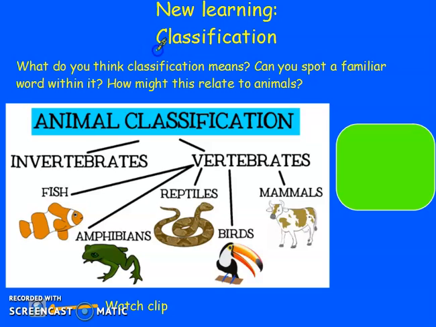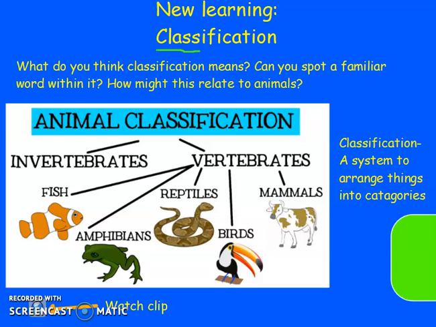You might have spotted it's got the word class in it. And we all know what a class is because we're in a class at school. A class is a group of children, isn't it? So classification means a system to arrange things into categories or groups, a bit like a class. And it's really useful when we're studying animals because animals can be grouped dependent on certain things about them. And that's what you're going to be learning about today.